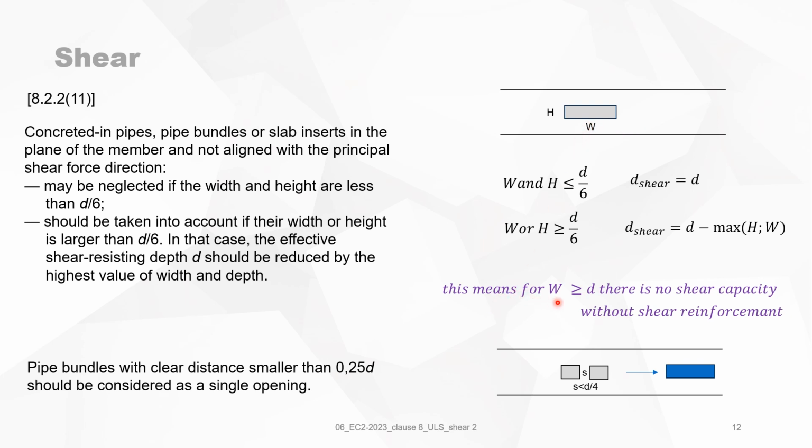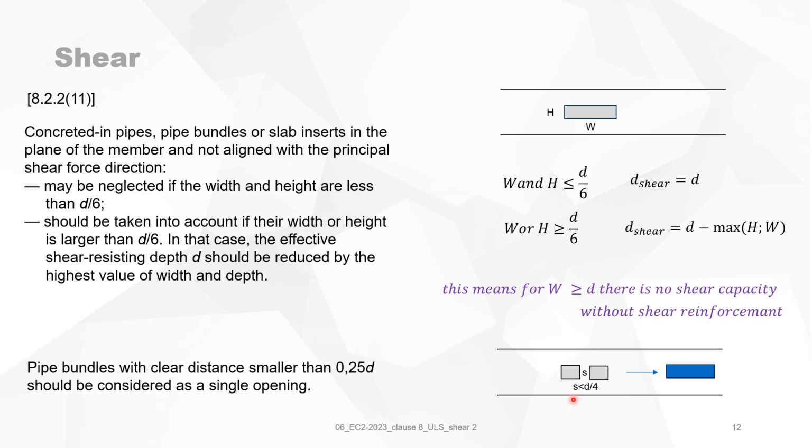This means that when the width of an opening is bigger than the effective depth of the beam, you have no shear capacity at all, because when d minus the maximum of h and w is d minus d, that is 0. So there is no shear capacity without shear reinforcement, of course. And don't forget that we are talking here about VRd,c. So this is interesting to know, that once the width is bigger than the effective depth, then you need to take other measures to design the section against shear.